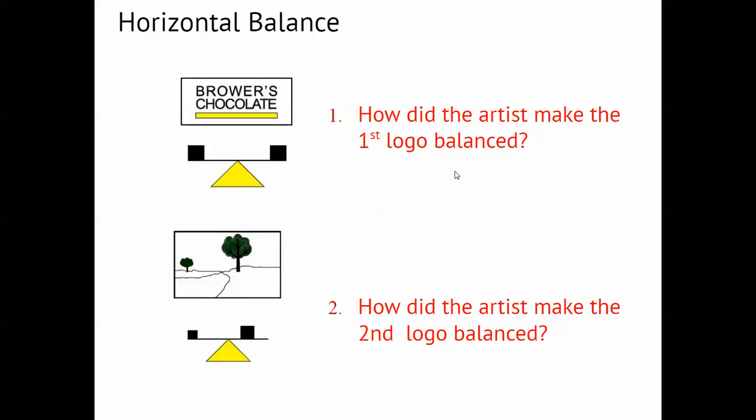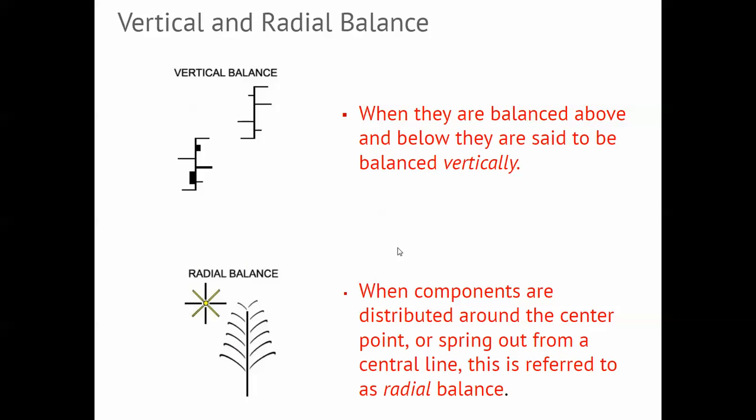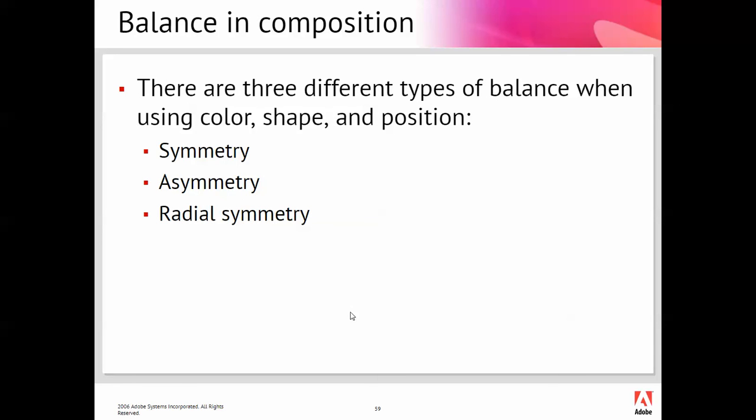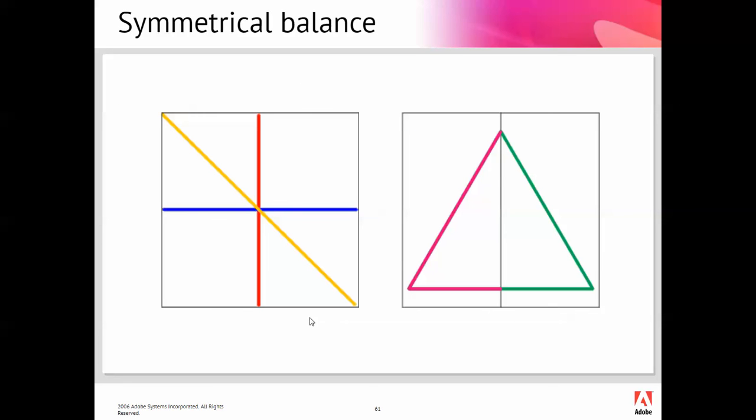How did the artist make the first logo balanced? Well, in this thing, everything's exactly the same on each side, so it's similar to this thing. So if you were to put a triangle underneath it, it would balance. How did they make this balance? Well, even though this thing's bigger, they put it closer to the center, and even though that thing's small, they put it far away. So if you actually put that on a scale, it would be balanced. So there's vertical balance, there's radial balance. So there's different kinds of symmetrical balance.